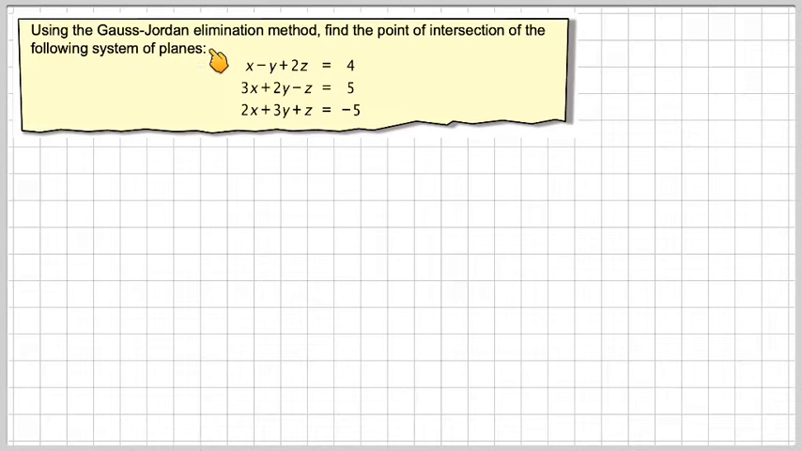Using the Gauss Jordan elimination method, find the point of intersection of the following system of planes. x minus y plus 2z is equal to 4, 3x plus 2y minus z is equal to 5, 2x plus 3y plus z is equal to minus 5.